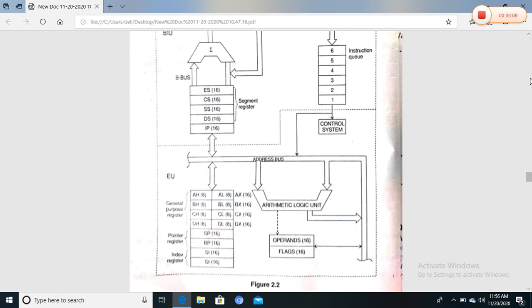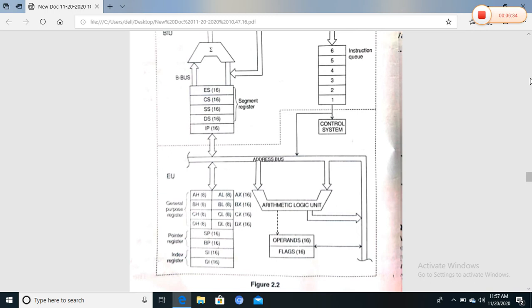In the CS register, we store the executable program. In the data segment register, we store the data. In the stack segment, we store the stack data, and in the extra segment memory, we store the data and results. These are the segment registers in the BIU.